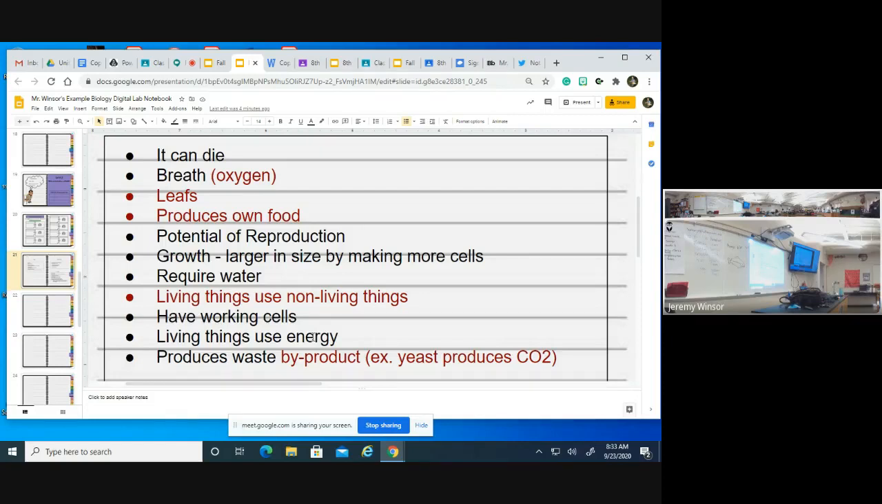Did we discover any other information about viruses that we think might be pertinent to applying to this idea as to whether they are living or non-living?